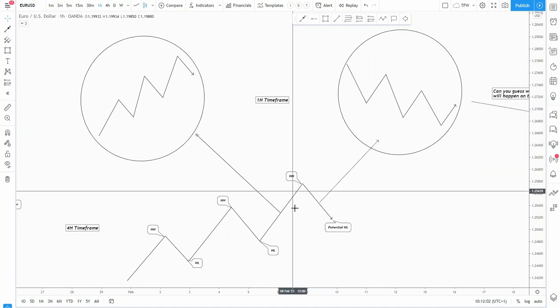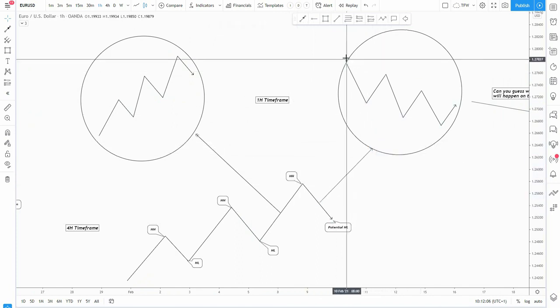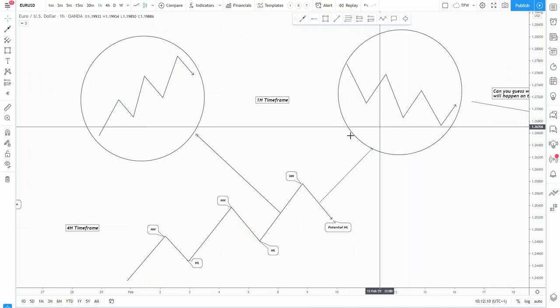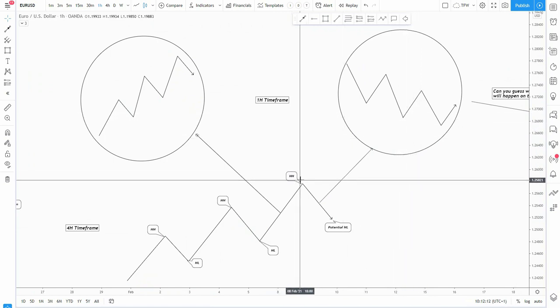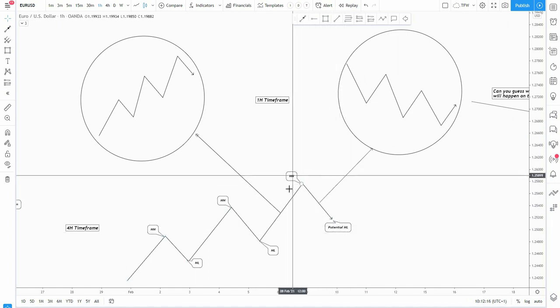Then imagine this correction right here. How does that look on the hourly time frame? Here you go. It's a downtrend, right? So can you take shorts? Absolutely yes. Because once the market creates a higher high, you expect a higher low. So what you can do is actually capitalize on the move down.